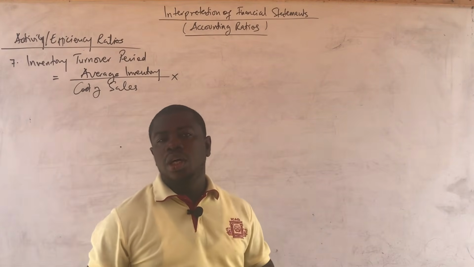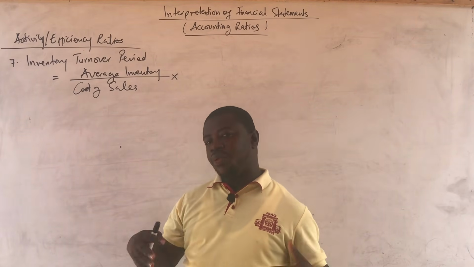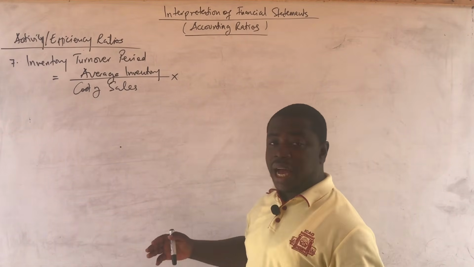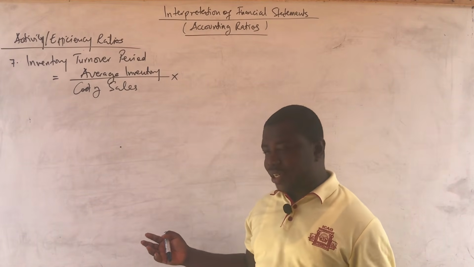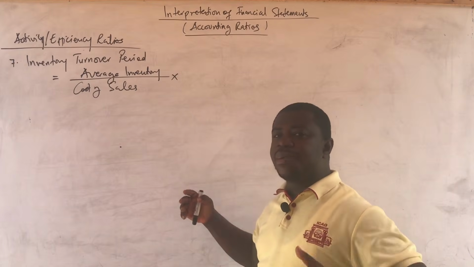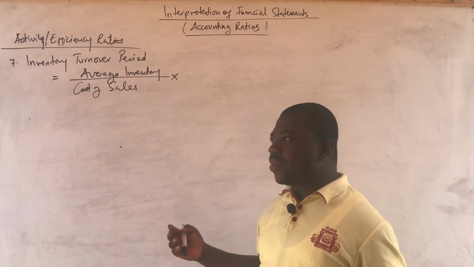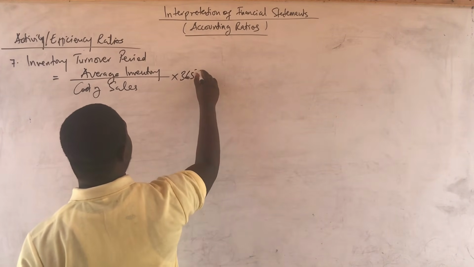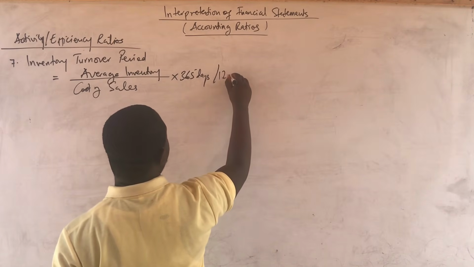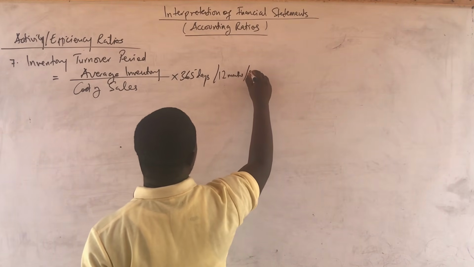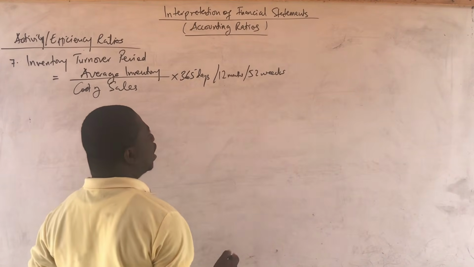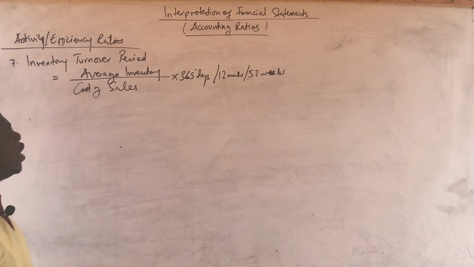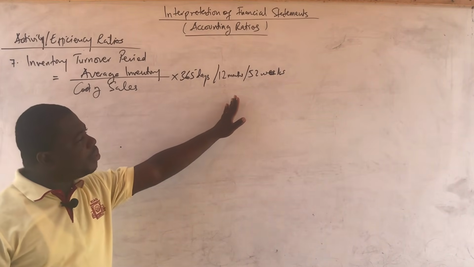Now, the period depends on the period that you have been asked to calculate or the relevant period for the question. It could be in days, it could be in weeks or in months. So if it is in days, we are accounting for a whole financial year. So if it is in days, how many days make a year? 365. If it is in months, it's 12 months. If it is in weeks, it's 52 weeks. So this is going to be times 365 days or 12 months or 52 weeks. So your final answer is going to be in days, in months, or in weeks.